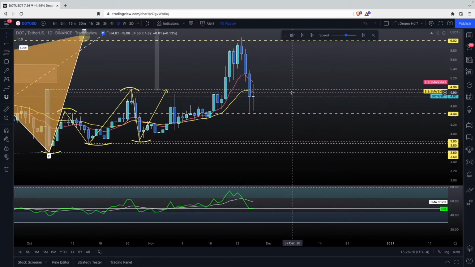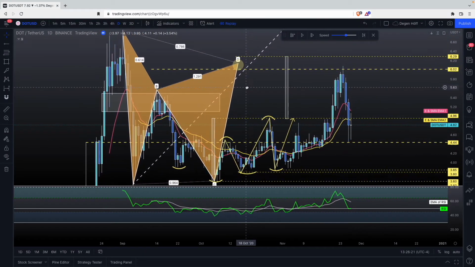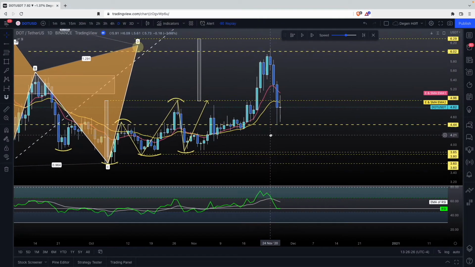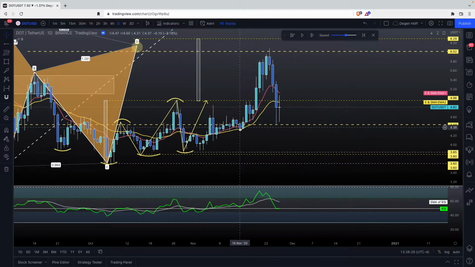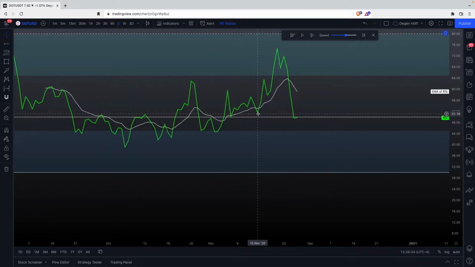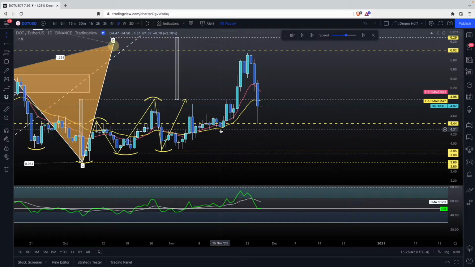So again, your entry would have been somewhere in here, right here, where it found support. You could have an early entry here, a second entry right there. This would have wicked down, and it would have stopped some people, but I think you would have been entered right here. Or you could have been entered here, so it wouldn't have stopped you out yet.